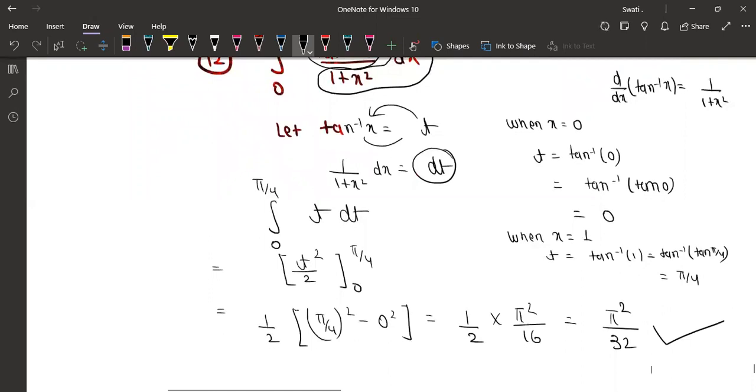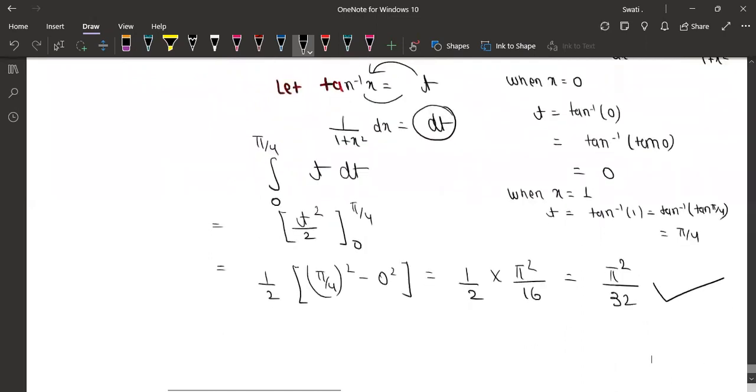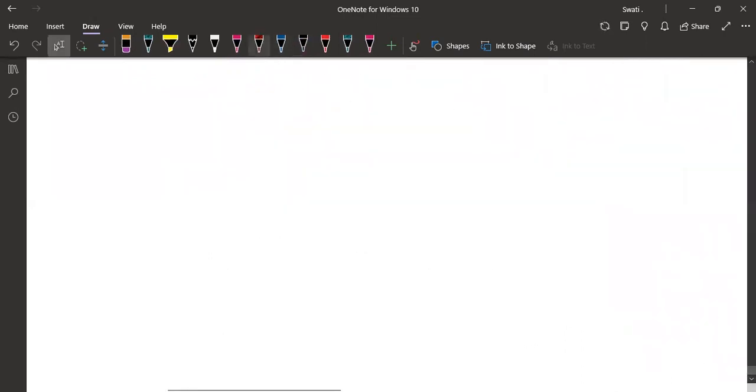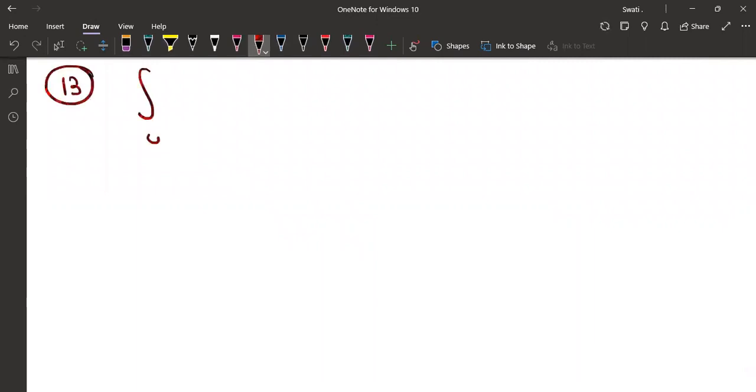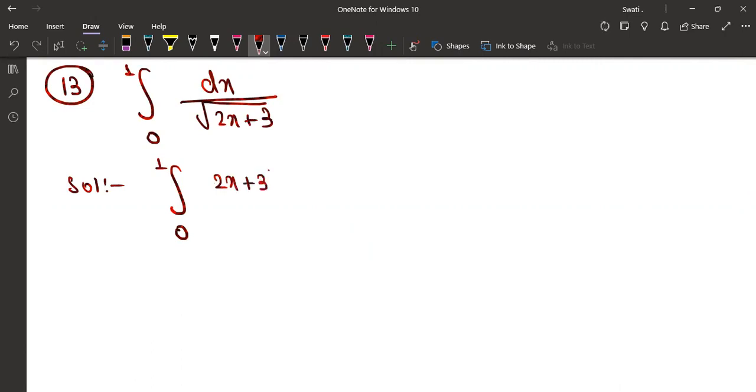Now let's move to our last question of this video, and that is our 13th question. Okay. So in this particular question, we have to evaluate integral 0 to 1 dx upon root 2x plus 3. Now to simplify this, we are simply going to use the property of exponent. I can write this as 2x plus 3 raised to negative half, right? Using the property of exponent.